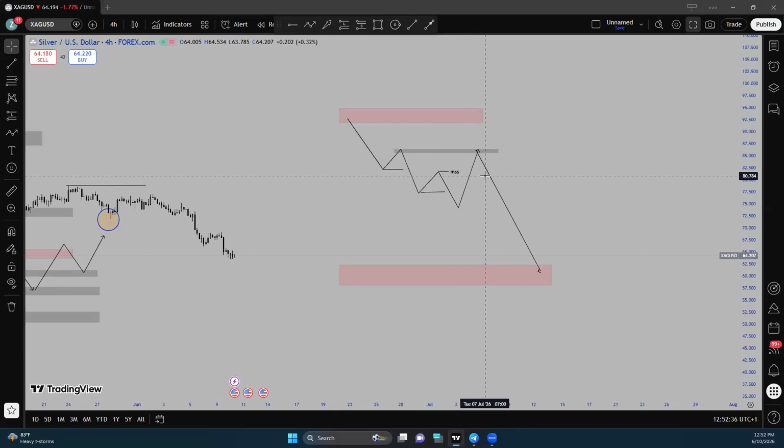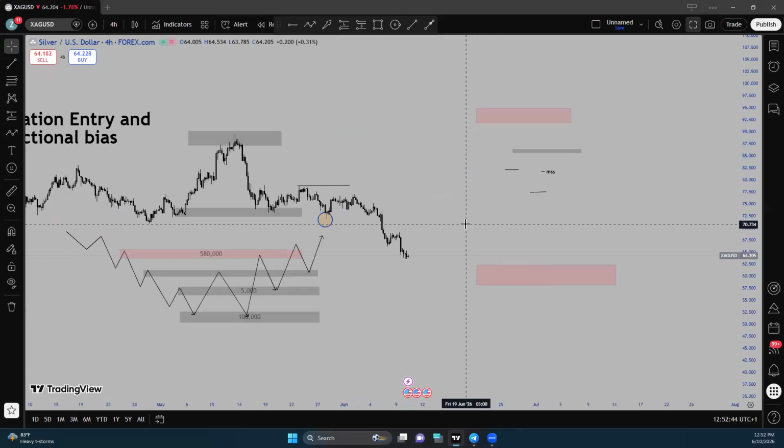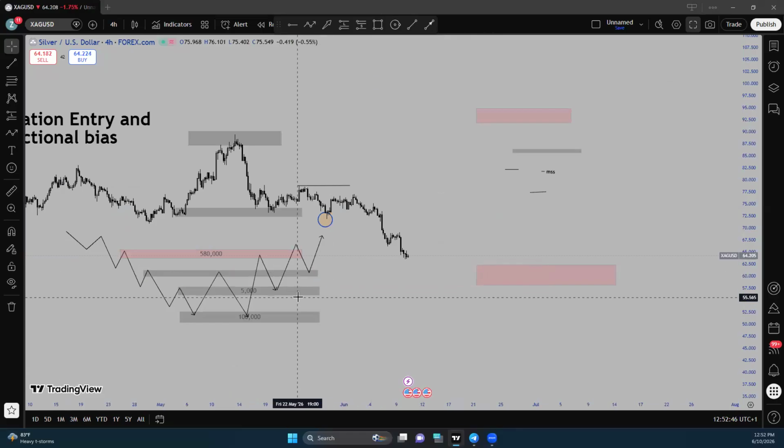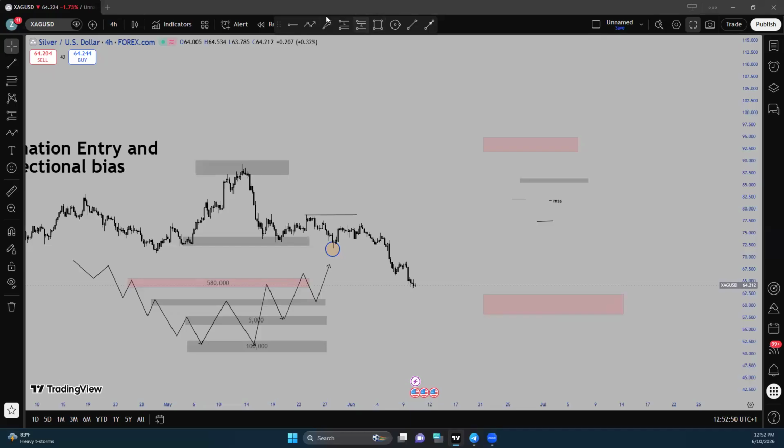So I expect a market structure shift to happen when the market taps into a key level. It can be a breaker block or an order block. Those zones that I explained to you about, this failed order block and then this OB right there. So market structure shift is one of the most important things to understand when it comes to looking for confirmation entries.